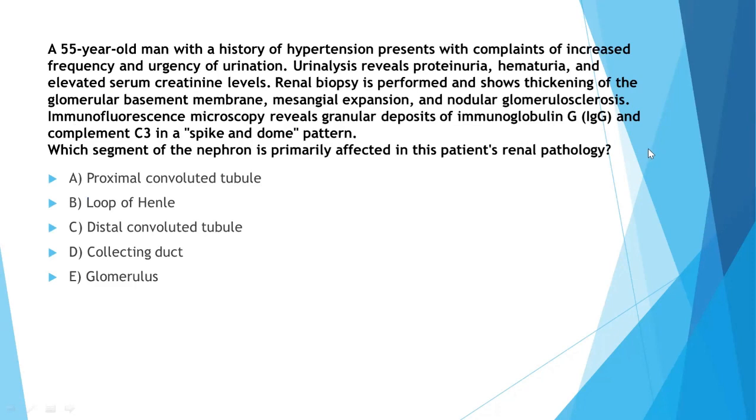Now, this is a straightforward and easy question. I have only put it for the understanding or orientation about the anatomy of the nephron. So we have the options: proximal convoluted tubule, loop of Henle, DCT, collecting duct, or glomerulus.